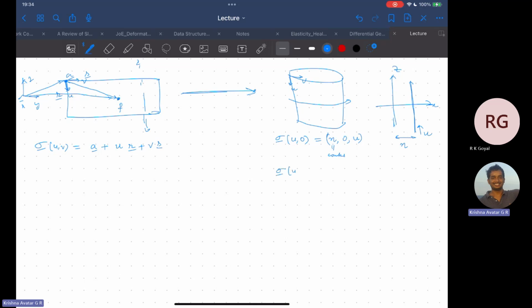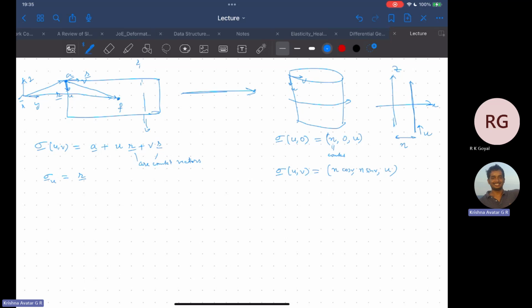So the profile curve would be given by (0, u, v) equal to (n cosine v, n sine v, u), right? Fine. So we have parameterized both of them. Now let's look at sigma u, which is just the r vector, and r and s are constant vectors, because they belong to a plane, and in a plane you can have fixed basis vectors.